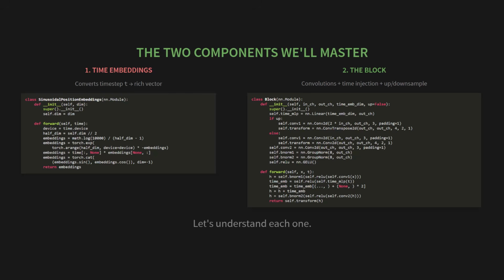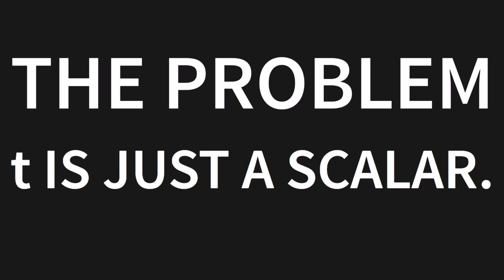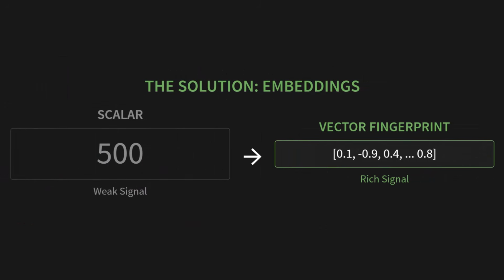Let's start with time. Part A, encoding time. So here's the problem. The time step t is just a scalar, a single number. And if you just feed a single number like 500 into a neural network, that's a really weak signal. It doesn't give the network enough information to work with. The solution? Embeddings. We take that weak scalar and we transform it into what I like to call a vector fingerprint. Something like this vector here. Now that is a rich signal. It has texture. It has nuance. The network can learn complex patterns from this.